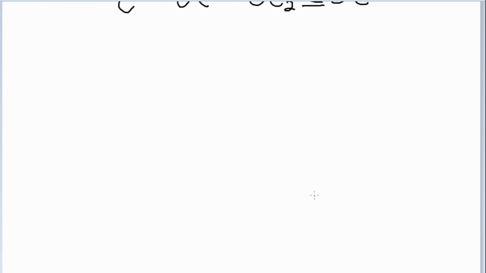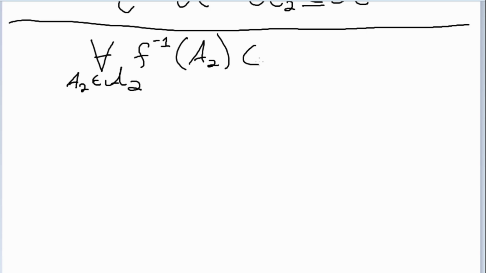So how are we going to do that? Well, let me give you a rough draft. We want to prove the measurability of f, right? So at the end of the day, what we really have to prove is that for all A2 in the sigma algebra A2, it is the case that the pre-image is in A1, right? That's what we actually have to prove. But we're going to go about this the following way. Let's just say this is your rough draft.